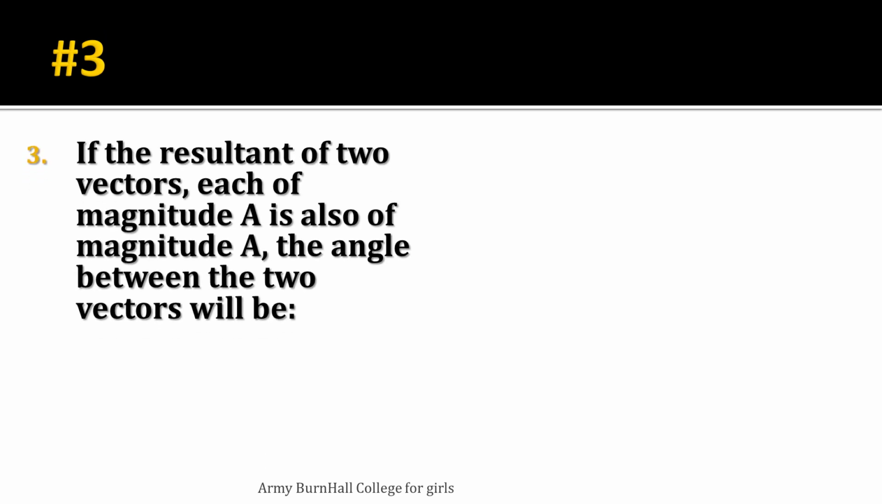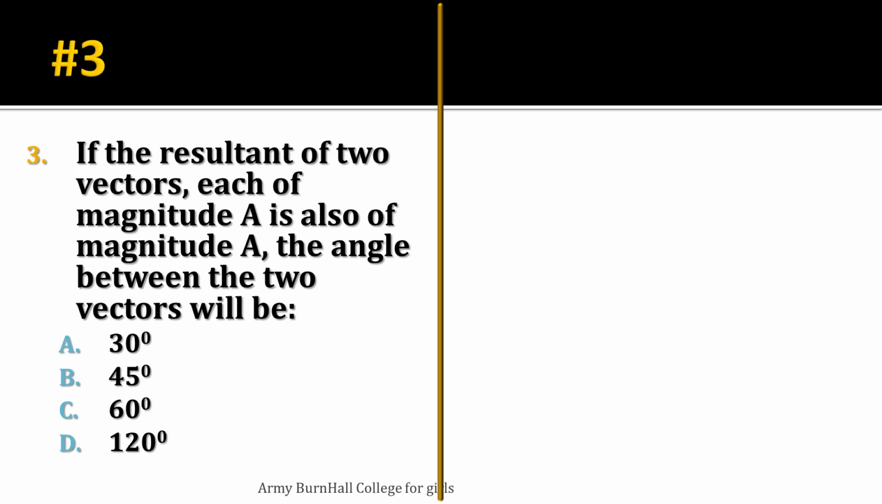MCQ number 3. If the resultant of two vectors, each of magnitude A, is also of magnitude A, the angle between the two vectors will be 30 degrees, 45 degrees, 60 degrees or 120 degrees. They are asking that we have two vectors of equal magnitude and the resultant is also of the same magnitude. What will be the angle between the vectors?